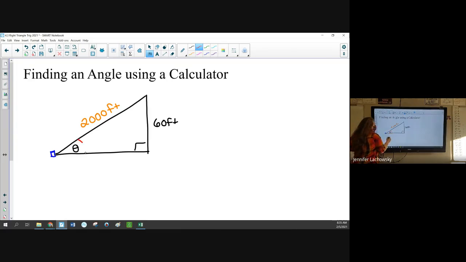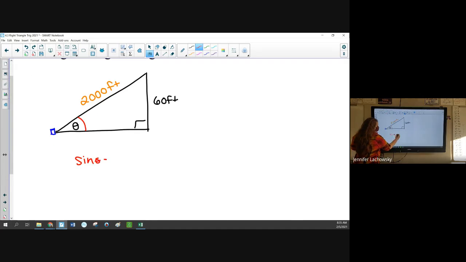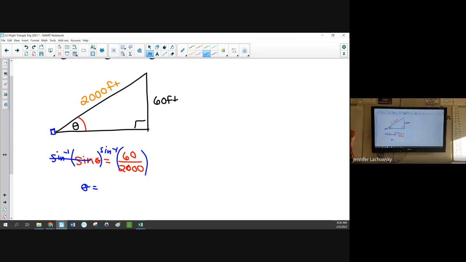All right. So what's the relationship between theta, 60, and 2,000? Sine. So sine of theta equals what? 60 over 2,000. It's really cool that you got it exactly at 2,000. All right. How do I solve for theta? You take the inverse operation of sine, and that means you have to remember that you're applying the inverse to both sides. So don't put sine inverse after that. It doesn't make sense. And you end up with theta equals, and then what are you going to do?